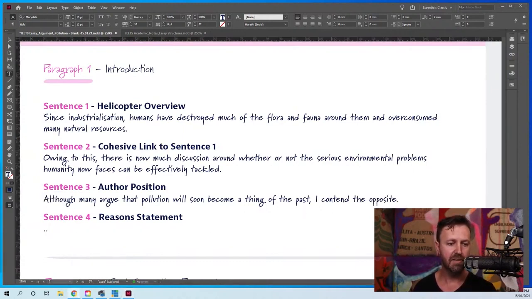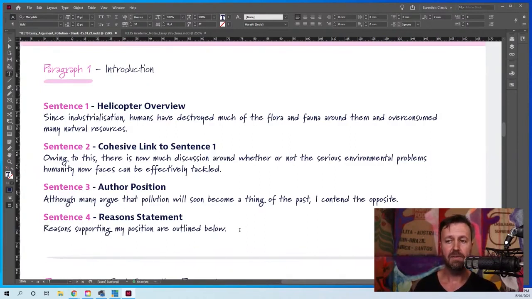The last thing we're going to do here, guys, is the very last sentence, sentence 4, which is like a reason statement. It just says reasons supporting my position will be outlined below. There we have it. So we're saying, 1, for a long time humans have behaved badly. 2, because of this, there's a lot of debate around whether or not we can actually do anything now because of our behavior. 3, although many people argue that it is going to soon be a thing of the past, I don't think so. And reasons supporting my position are going to be outlined below.